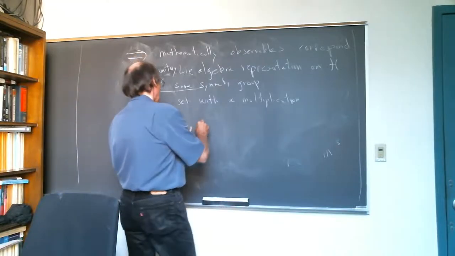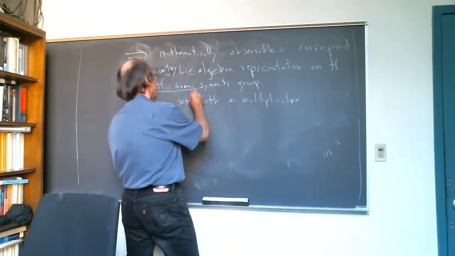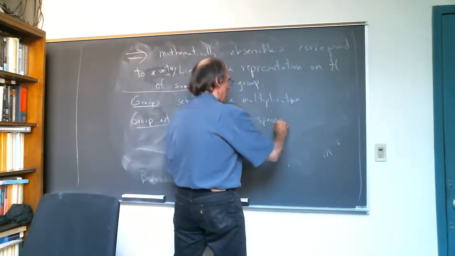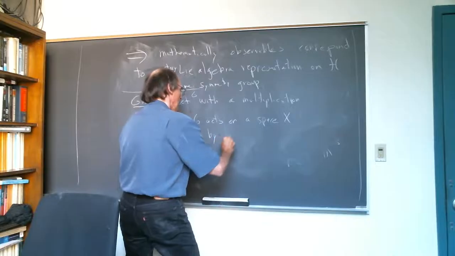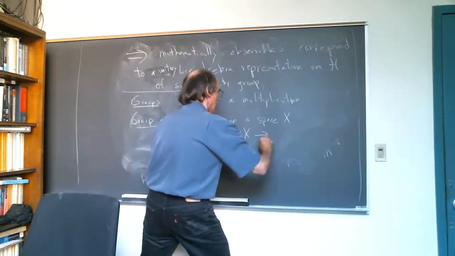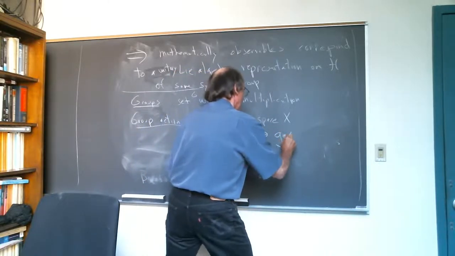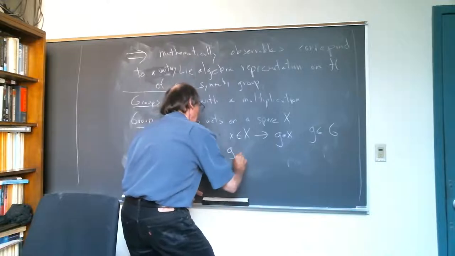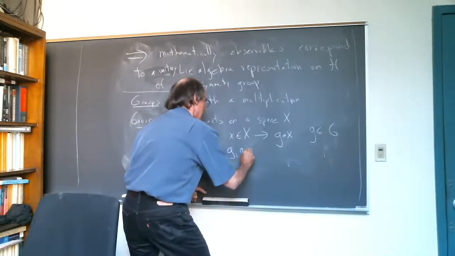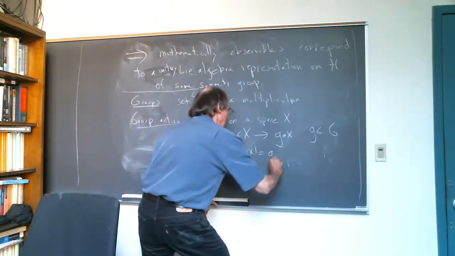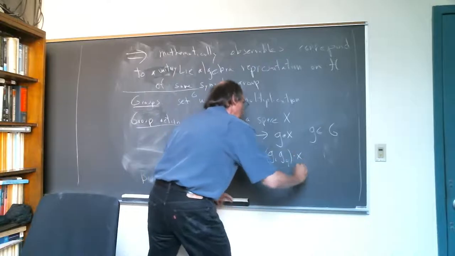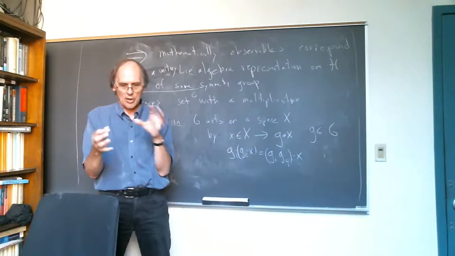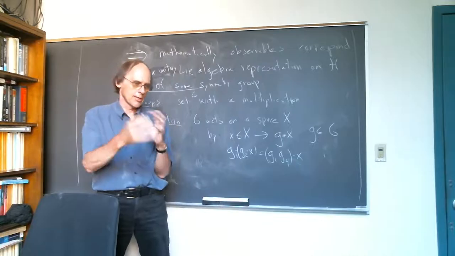What this means is that a group G acts on a space, a set or a space X, by an element x of X going to g dot x, where g is an element of G. And it's a group action if acting by g2 and then g1 is the same thing as g1 g2 acting on x. This is just a way of incorporating what it means for a group of symmetries, which you can think of as the symmetries of something, to act on the thing.